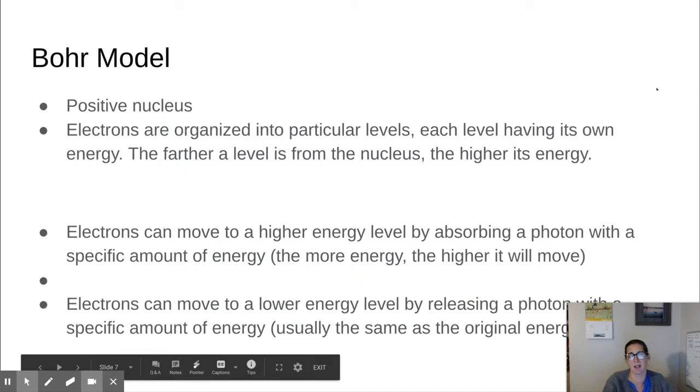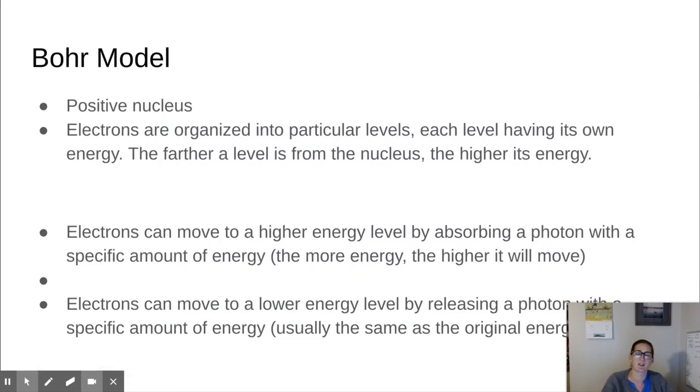Niels Bohr came up with the idea of trying to explain what was going on with the electrons that would allow them to give off light in different situations. So his model contains a positive nucleus. I mean, obviously now we know there are neutrons in there, but at the time he didn't know that. And he thinks that electrons are organized into levels. Each level has its own energy, and the farther it is from the nucleus, the higher the energy.